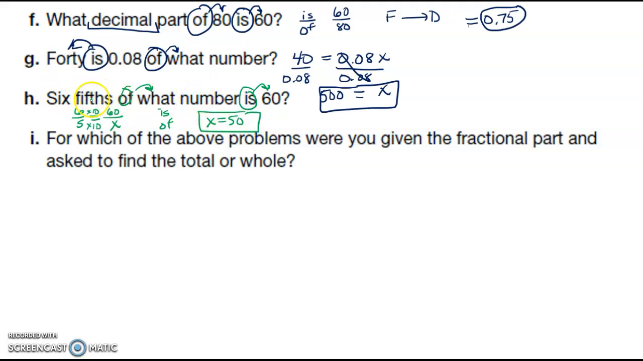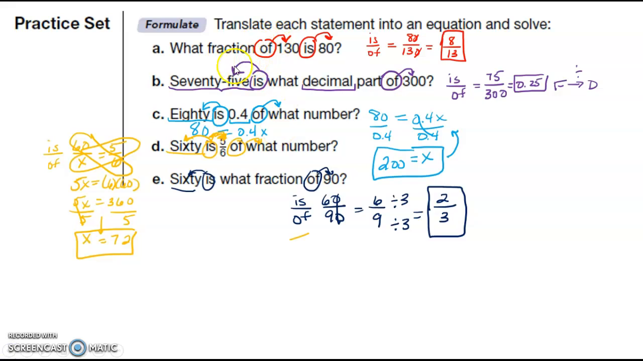That's interesting, 6/5. For which of the above problems were you given a fractional part and asked to find the total or whole? Anything that we were given fraction. So let me go back and look. Let's see. That's kind of the fraction.